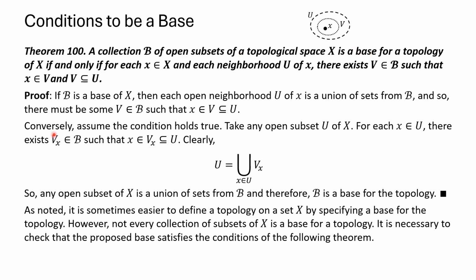Now let's prove the reverse direction. Suppose this condition holds. Then take any open set U of X. For each x an element of U, there exists V sub x an element of B, such that x is an element of V sub x, which is a subset of U. That comes from our condition here. And then clearly U is the union of all these V sub x. So any open set of X is a union of sets from B, and therefore B is a base for our topology. So we have this proven.